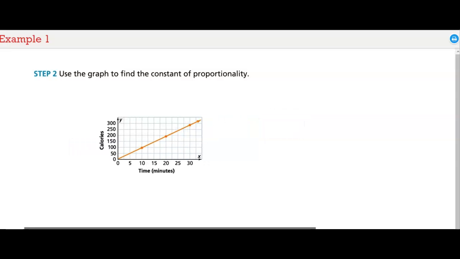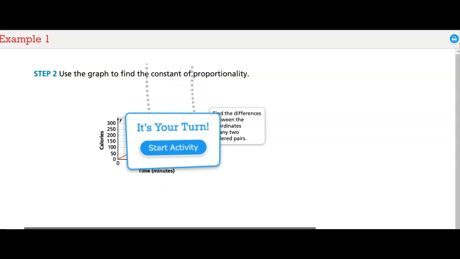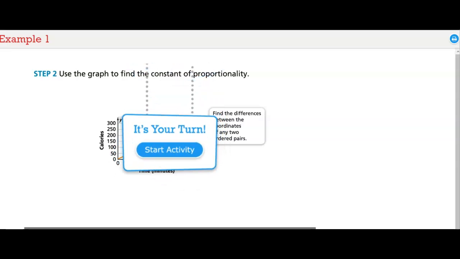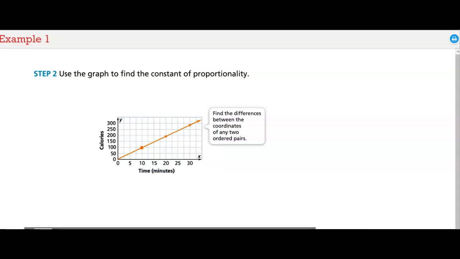Step 2. Use the graph to find the constant of proportionality. Find the differences between the coordinates of any two ordered pairs. The first point represents 10 minutes and 95 calories.